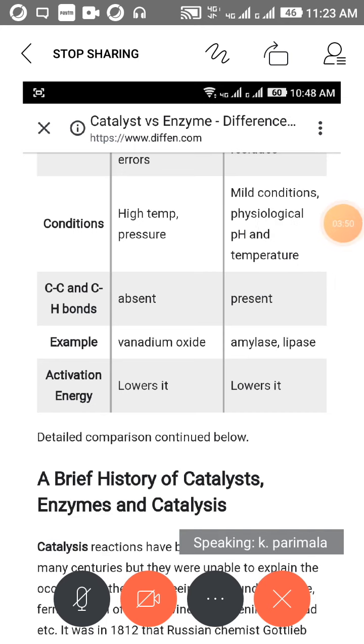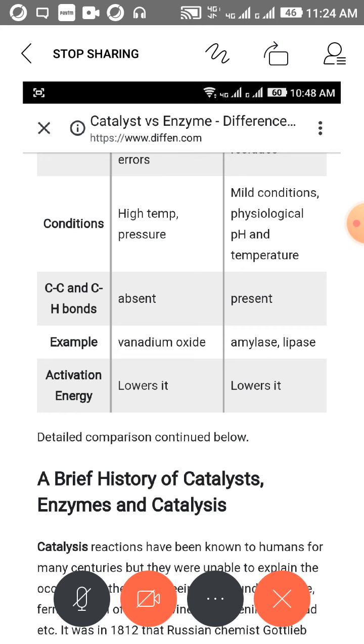In chemical catalysis, carbon-carbon and carbon-hydrogen bonds are absent. But in enzymatic catalysis, these carbon-carbon and carbon-hydrogen bonds are present. Why? Because enzymes are mainly protein in nature, and proteins contain carbon-carbon bonds and carbon-hydrogen bonds. Then examples for chemical catalysts are vanadium oxide, and enzymatic catalysts are amylase and lipases.